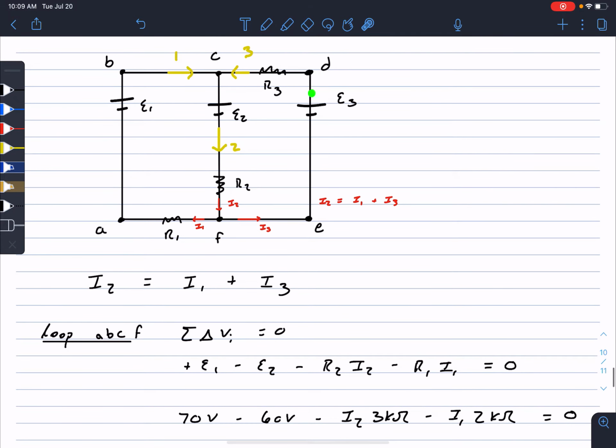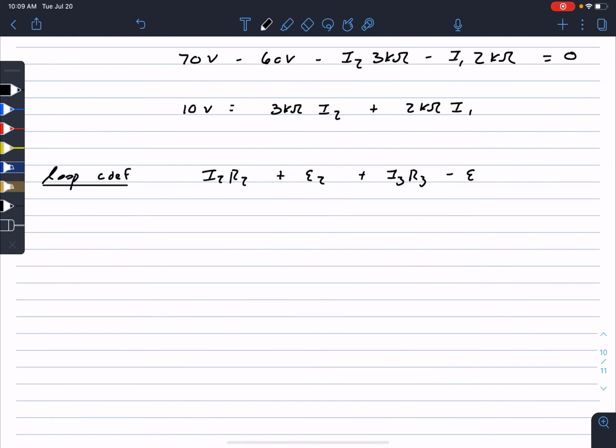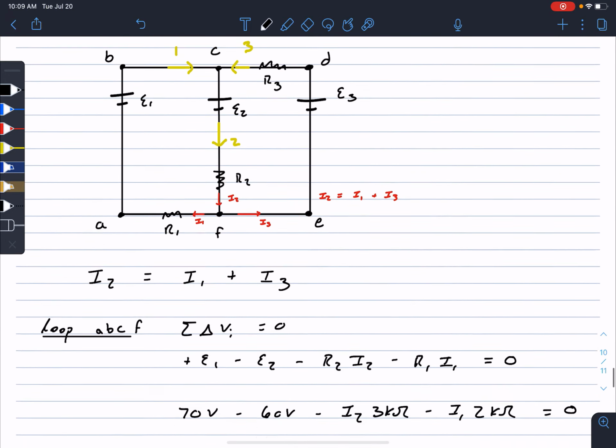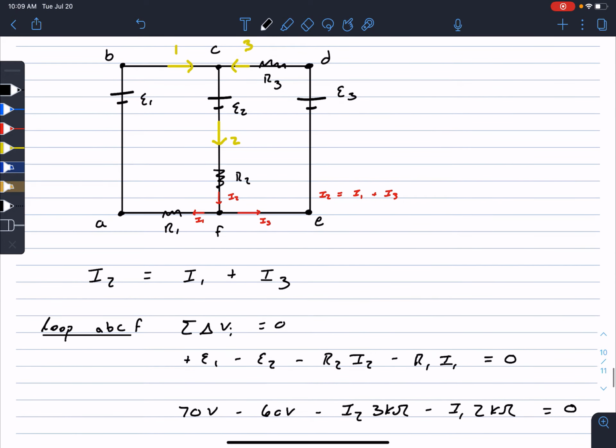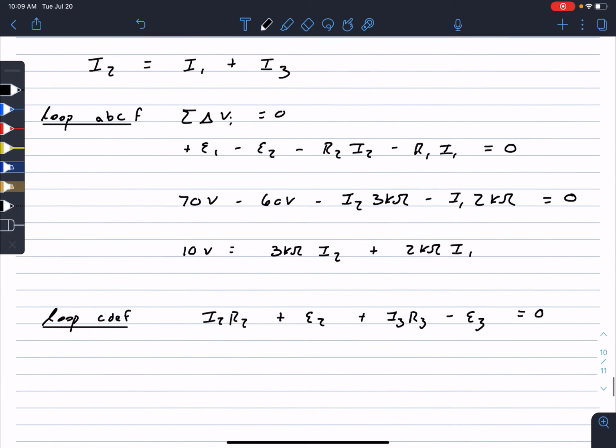And then we're going to go from positive to negative through the battery this way, through E3. That's a negative. And that is all equal to 0.